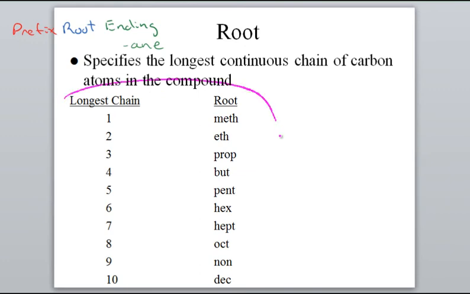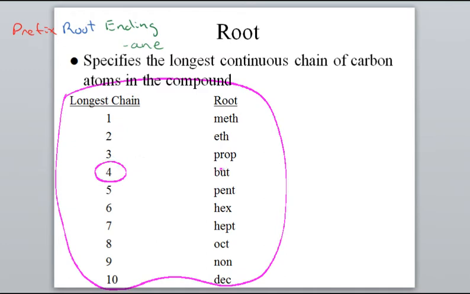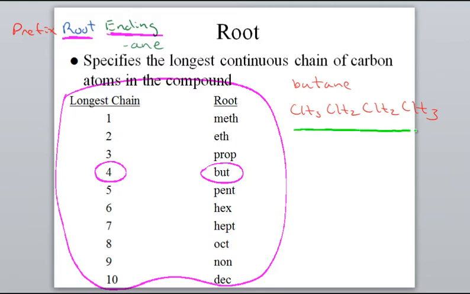Shown here is a table of root names that, again, depends upon the longest chain. The longest chain we'll have, as an example, possibly could be 10. And again, there's a lot of carbon-based molecules where the chain lengths are a lot greater than 10. But if the longest chain length was 4 carbons in a row, then the root part of the name would be but. That's this portion. The ending, since we're only looking at alkanes, would be ane. Butane. Butane would look like this. There's 4 carbons in a row. That's the longest chain. There's no branching.